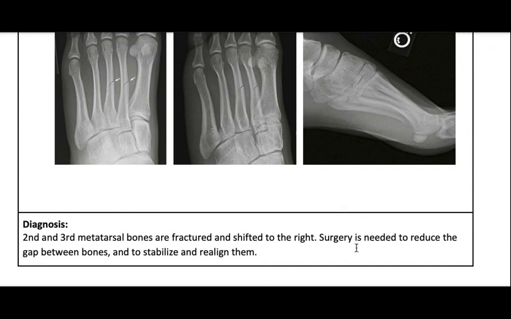And it says he's going to need surgery to reduce the space between those bones to make them heal and to stabilize and realign them. So we did some notice and wonders about that. The next thing we did, we looked at the post-operation report after he had his surgery. So we're going to take a look at that next.